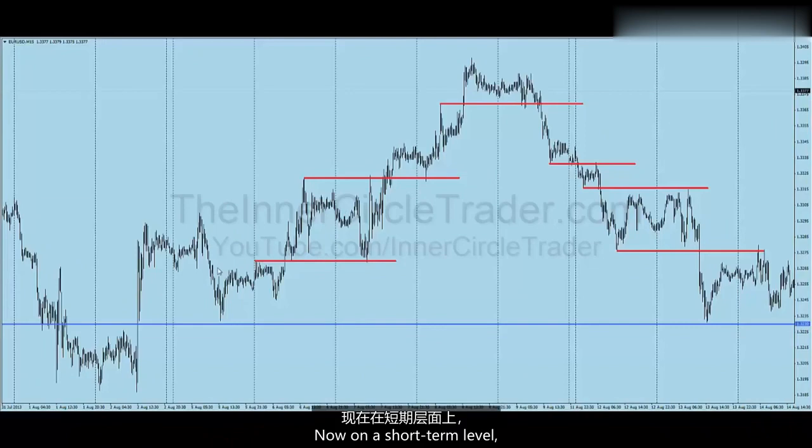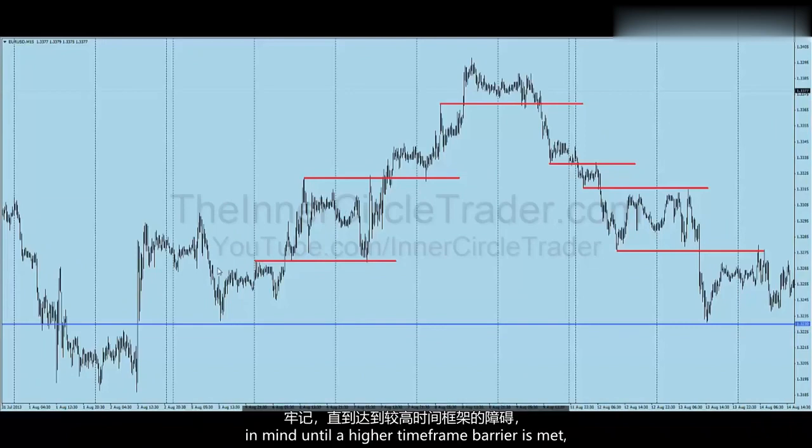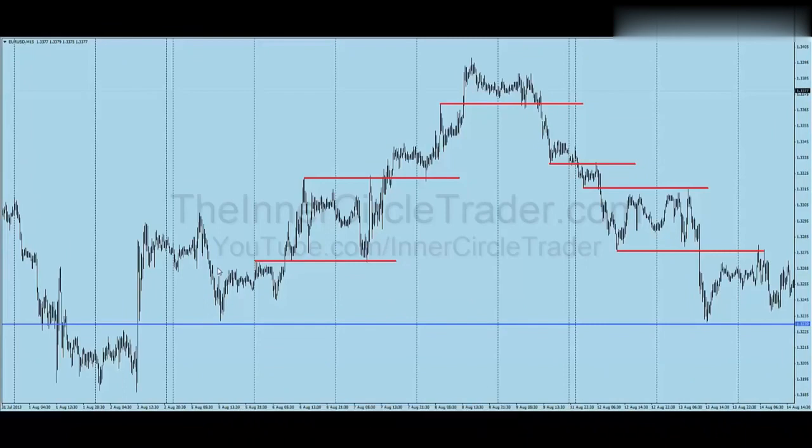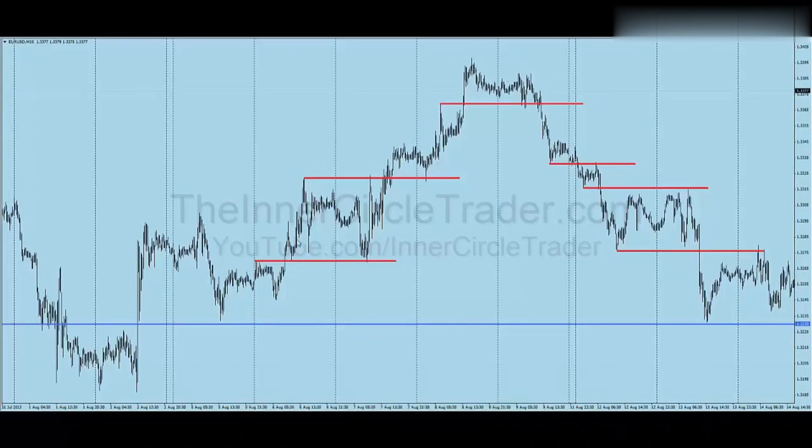On a short-term basis, with the higher time frame premise in mind, until a higher time frame barrier is met, and this is going to be in the form of resistance, and that would be seen up here, which we'll look at in a moment. Until that barrier or obstruction to higher prices is met, one could capture trading opportunities when price is finding support.